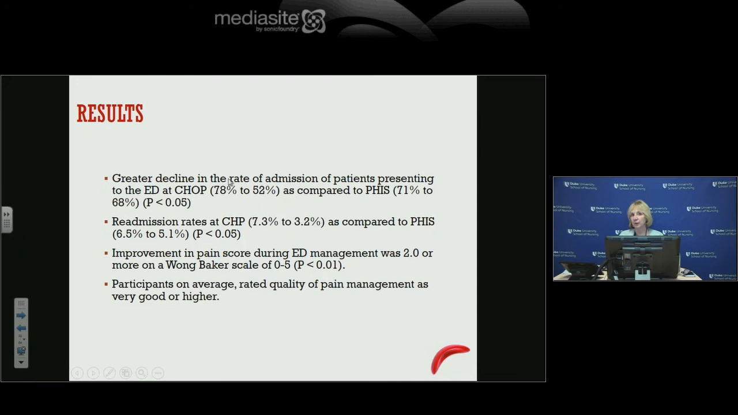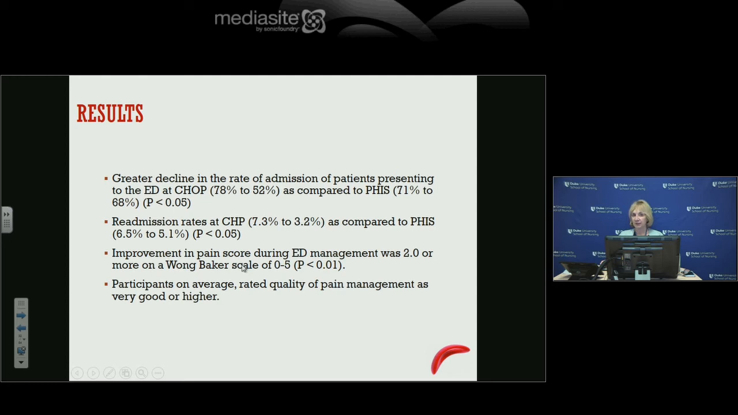So what they found was a greater decline in the rate of admission for patients presenting at CHOP over the years. They started at 78% admission and went to 52%. And when they compared it to the local 4 hospitals, their change in admission only went from 71 to 68%, and that was significant. And the same kind of trend in hospital readmission. So at CHOP over the years, readmission went from 7.3 to 3.2%, and in all the other hospitals, it just went from 6.5 to 5.1.